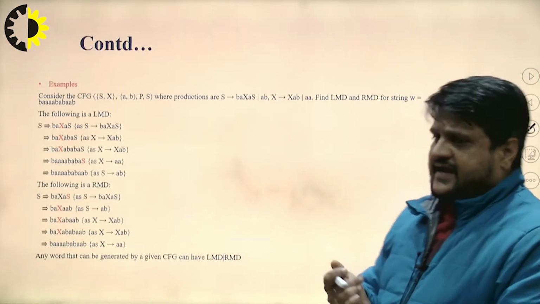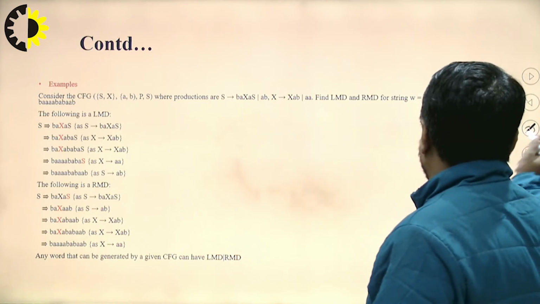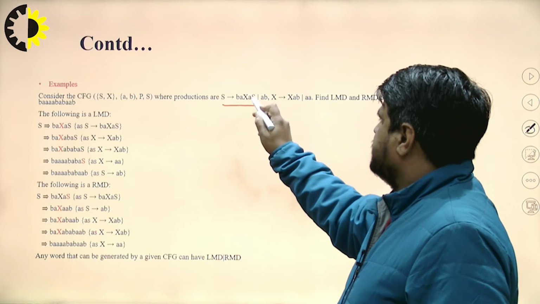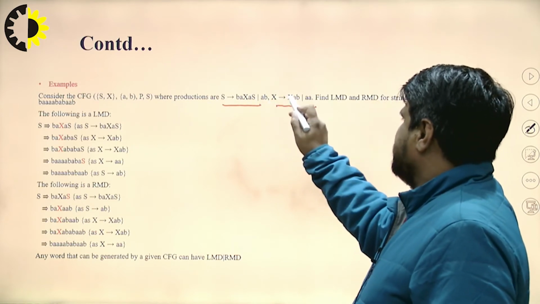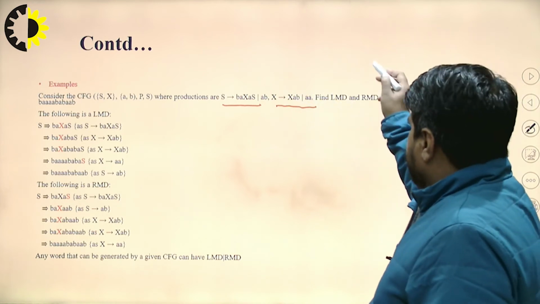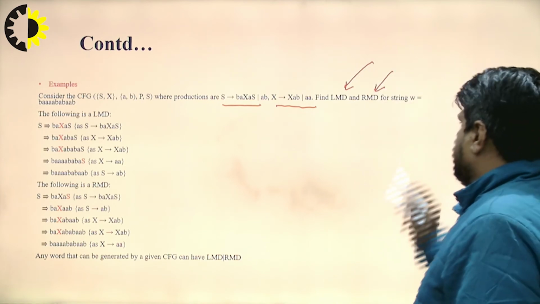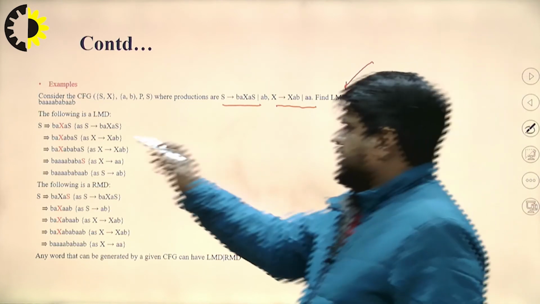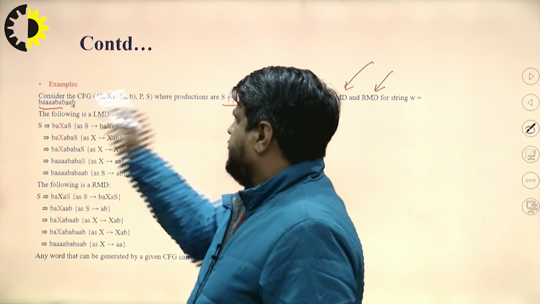So let us take an example. This is the grammar given here. S tends to B A X A S or A B, and the second production is X tends to X A B or A A. Here we have to find the leftmost derivation and rightmost derivation for the string W. W is given here: B four times, A B A B A A B.